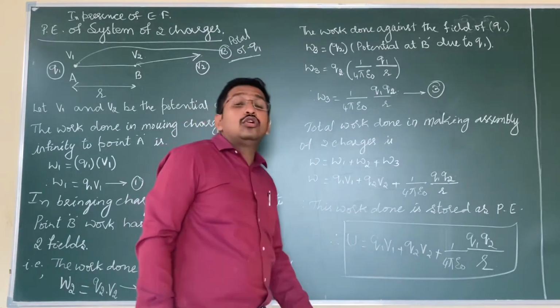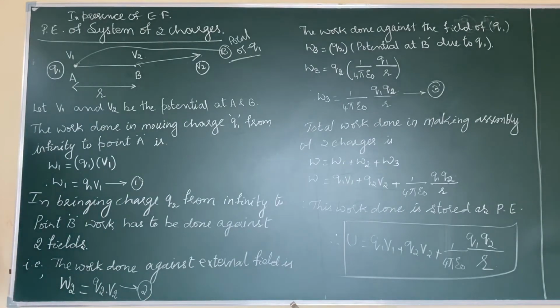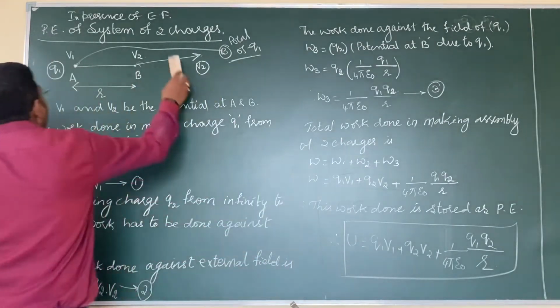This is the total energy of the system of charges in presence of an external electric field. I hope you understood that. Next, we have done the potential energy of a single charge and of a system of two charges. Next, what you need to do is find out the potential energy of a dipole.